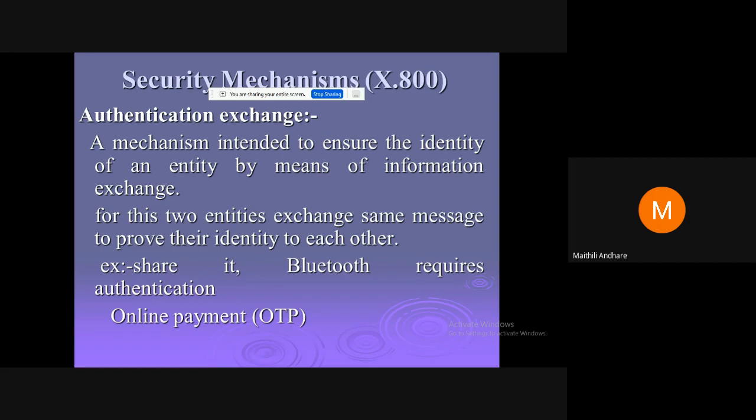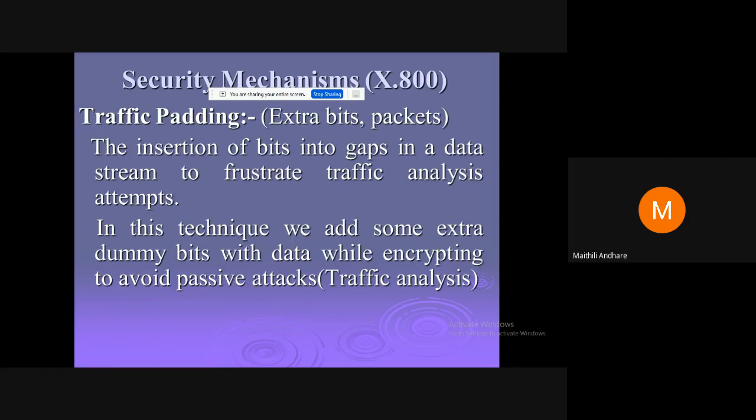So the information is sent from sender to receiver, and vice versa from receiver to sender, so as to verify whether these entities are proper or genuine. That is, authentication is done by means of information exchange. I have given the example, Shareit or Bluetooth, it requires authentication. And how is that authentication done? By the OTP, that is the number which is sent, so as to get the identity of each entity, sender and receiver.